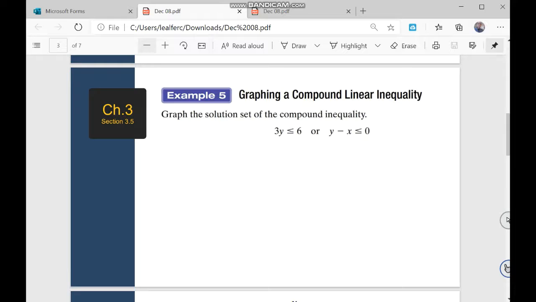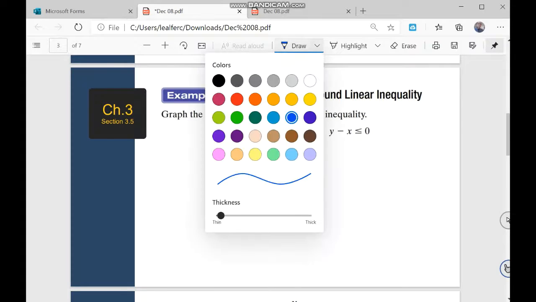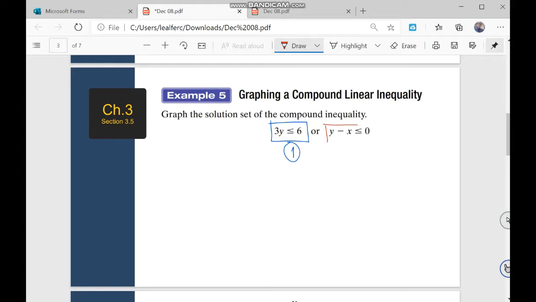And we have here some simple ones. Graph the solution set of the compound inequality 3y less or equal than 6 or y less than x, y minus x less or equal than 0. Okay. The first inequality, let's call inequality number 1, and that other one inequality number 2. And let's work to graph and find out the compound inequality.